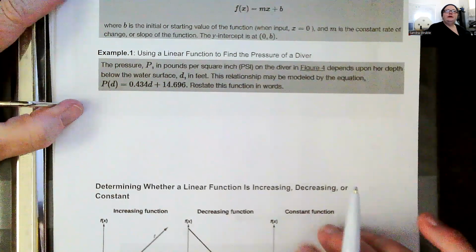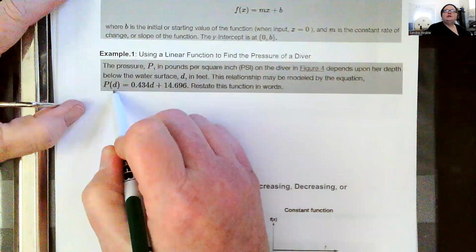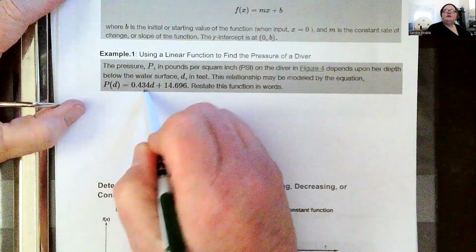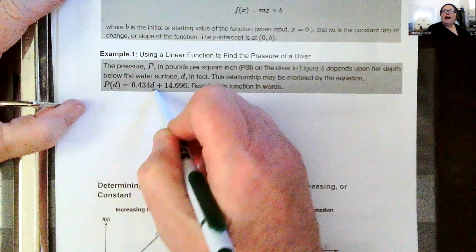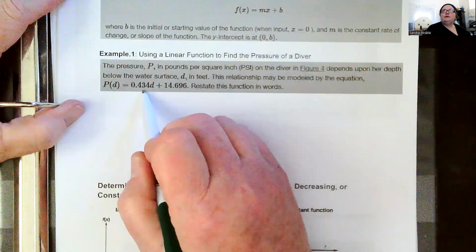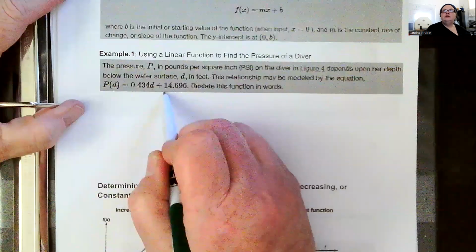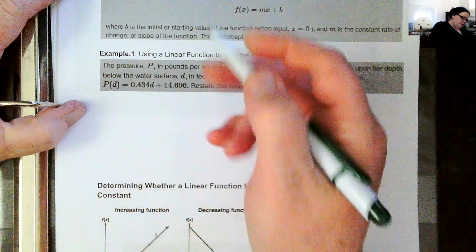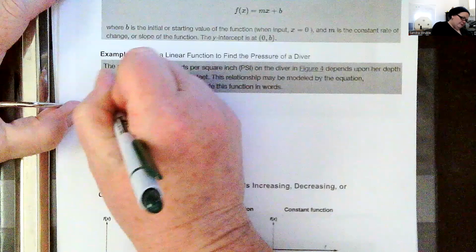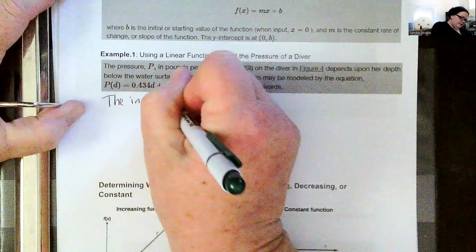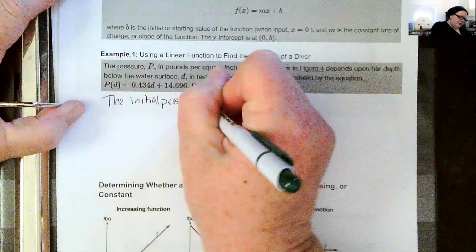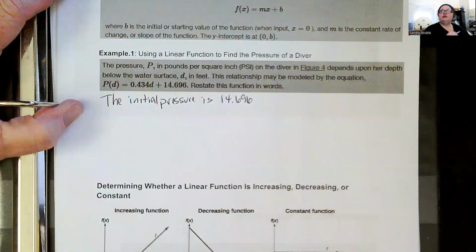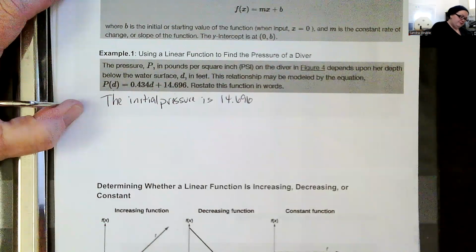So you have to understand that the pressure is based on the depth. Pounds per square inch is what this is referencing, and for every increase in depth in feet, you're going to increase by 0.434. The starting pressure is already at 14.696. So the initial pressure is 14.696, but also check your units. In units, this is going to be pounds per square inch, PSI.